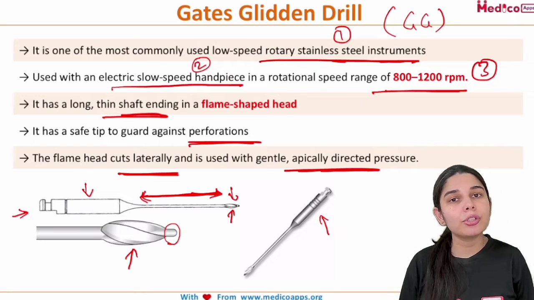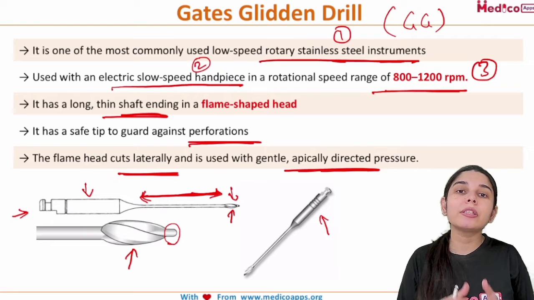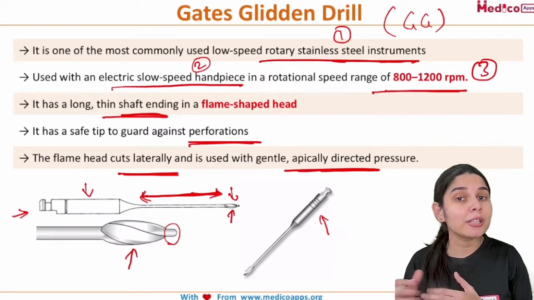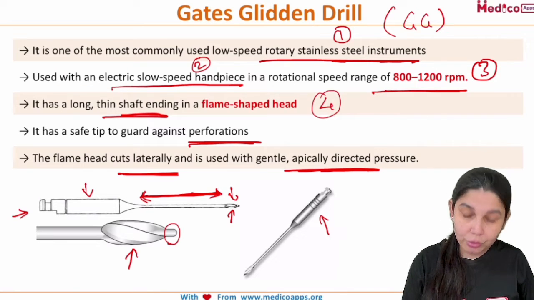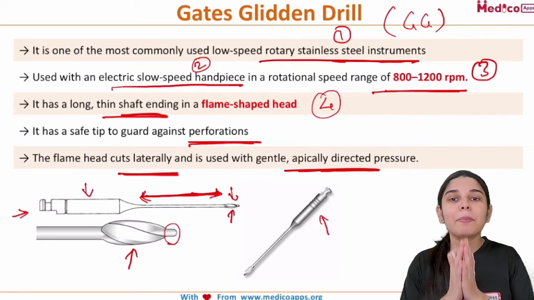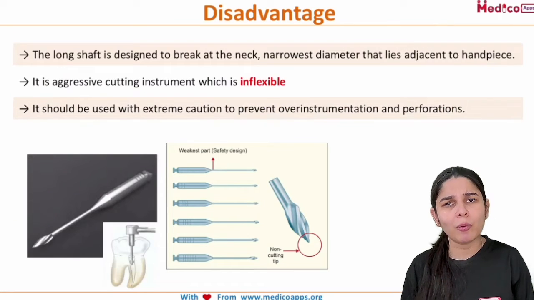It is not used in canals which are curved, because there is more chance of perforation in such cases. So I hope you have understood the 4 MCQs which can be framed from this particular slide. Moving ahead, this Gates Glidden drill has certain disadvantages also.